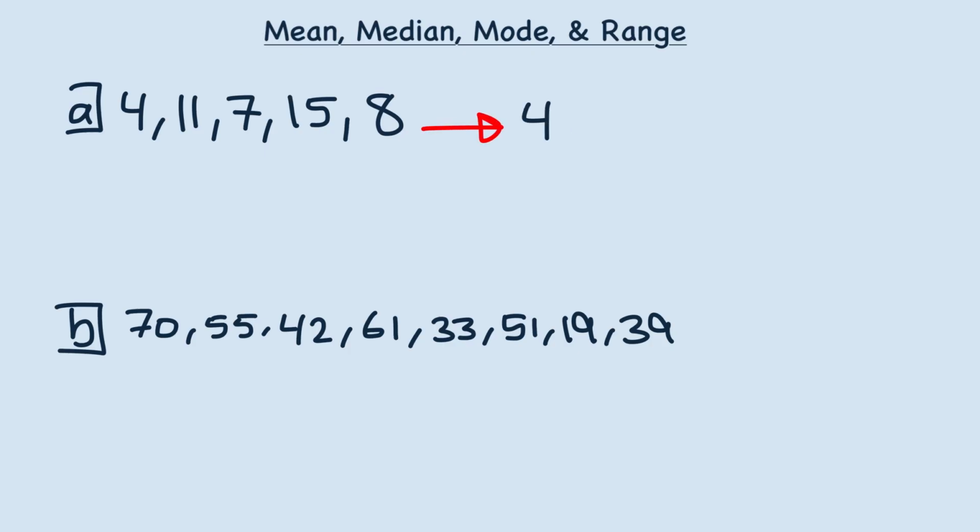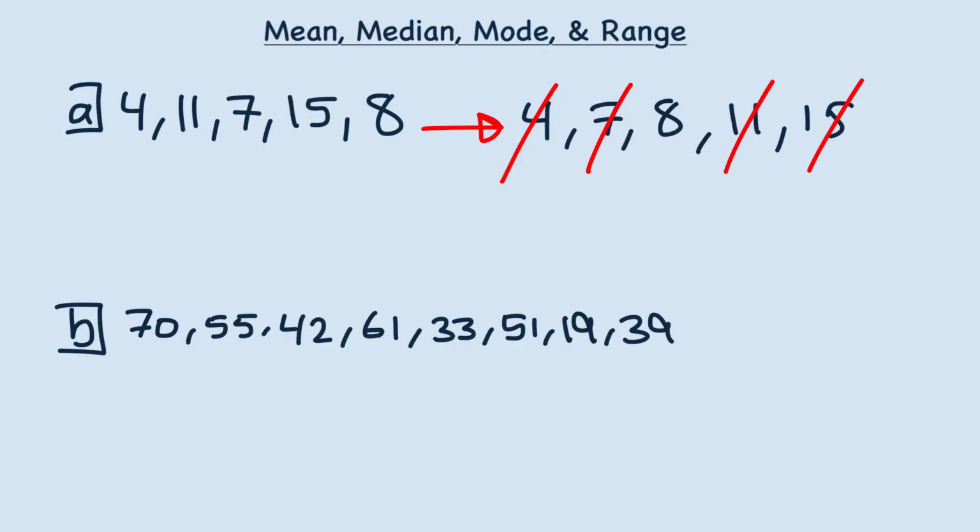So we'll start with 4, 7, 8, 11, and 15. The easiest way to find the median is to cancel one number from each end until we get to the number in the middle. Let us do it together. So we'll cancel the 4 with 15, 7 with 11. You will notice 8, there is no number that I can cancel it with. So in this case, the median for this example is 8.